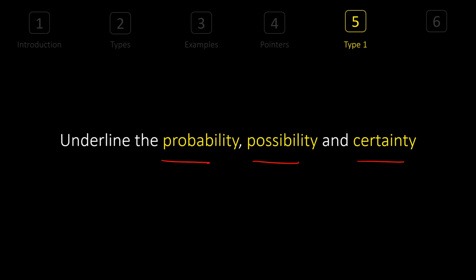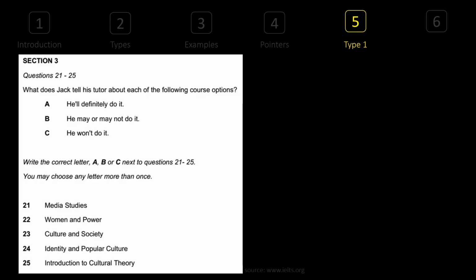What is the meaning of these three words? The meaning is it will happen, it might happen, it will not happen. Yeah, these are the three things. Let me show you again. He'll definitely do it, he may or may not do it, or he won't do it. Now, what does it mean by that?